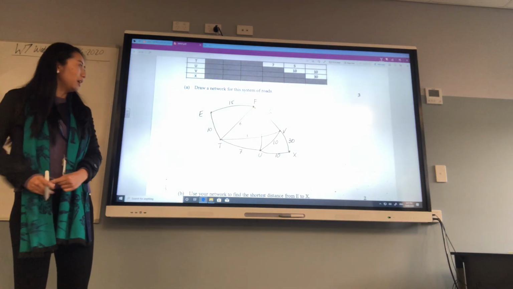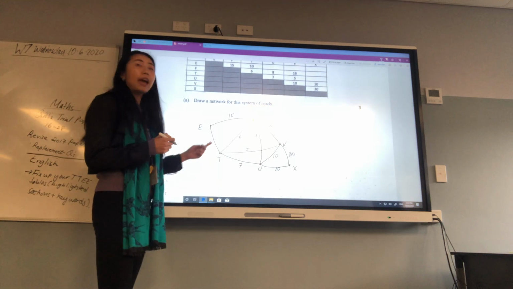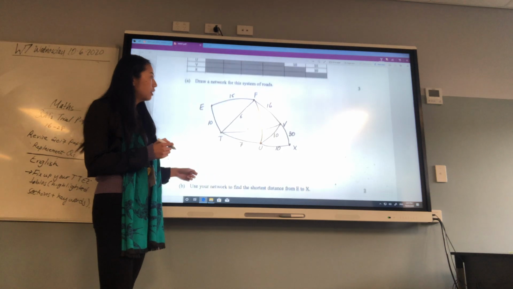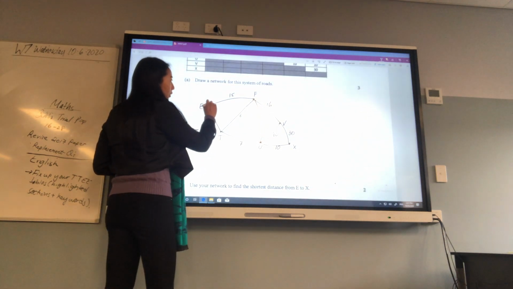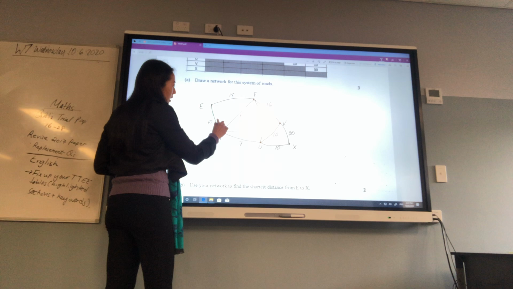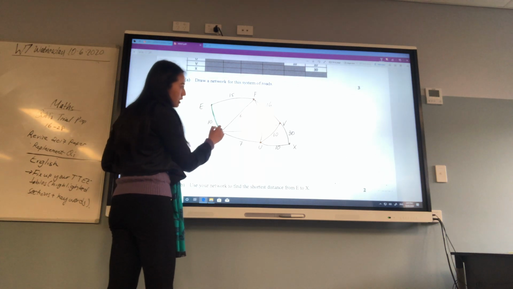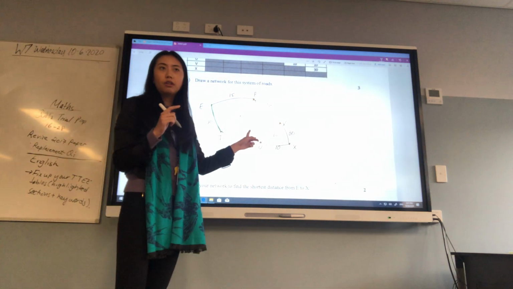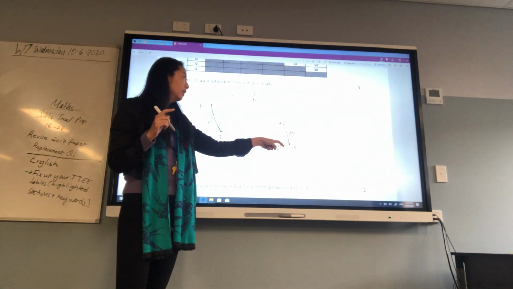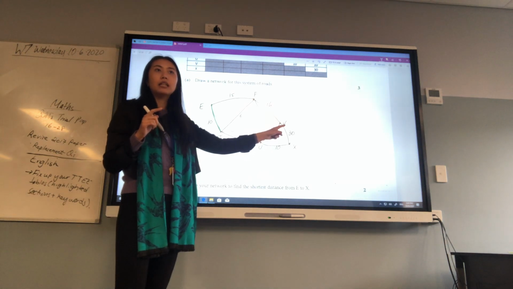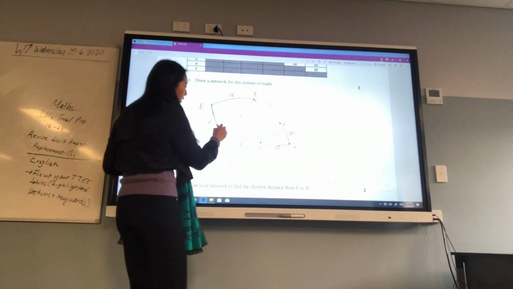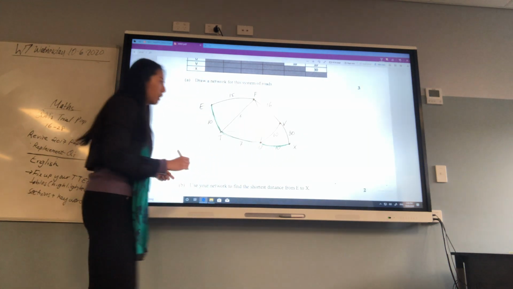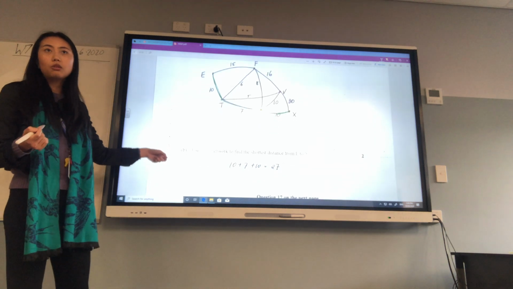So you have this network, and it just wants you to find the shortest distance from E to X. So E to X, even though you can go upwards, 10 is shorter. And from 10, you can either go 6, 5, or 7. Ideally, you would choose 5, right? But from 5, if you want to go to X, you'll have to go through 10 and 10 or 30. It's quite big. So instead, you will choose 7 here, and then 10 for the next one. So it should be 10 plus 7 plus 10, 27 in total.